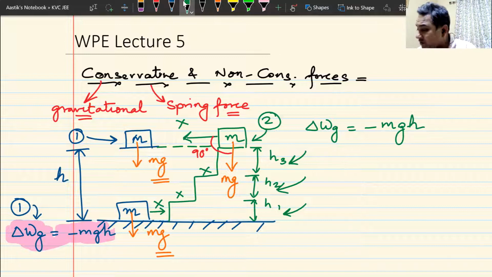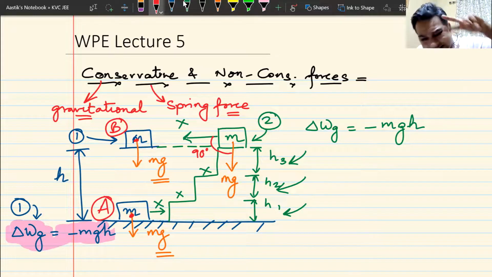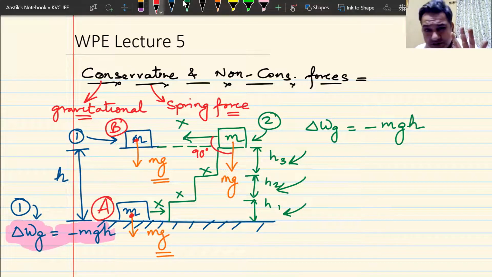It only depends on two factors. What are the two factors? It only depends on the initial position A and the final position B. Basically, it only depends on initial and final position. It does not depend on path. It is path independent.